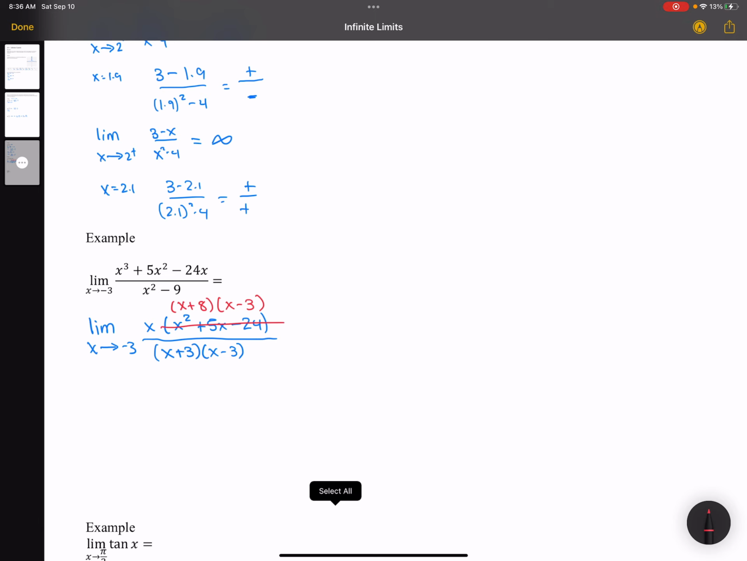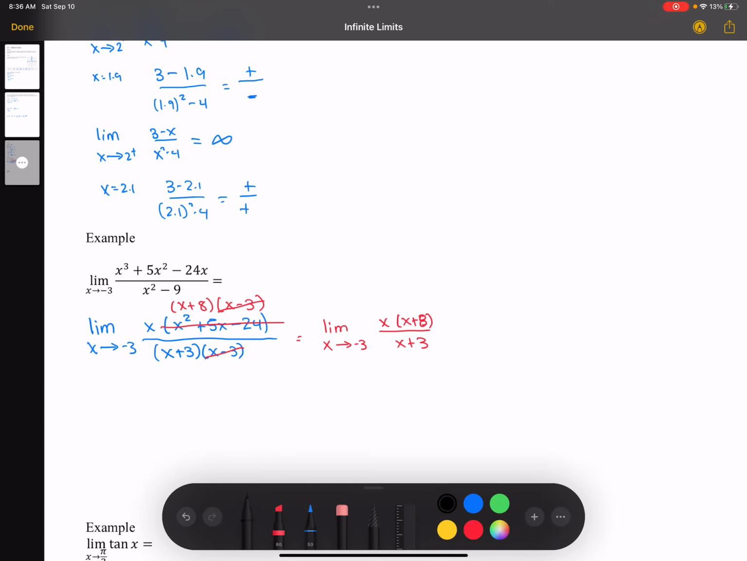And so we'll take this out. And what that allows us to do is cancel the x minus 3's. So we get the limit as x approaches -3 of just x times (x plus 8), divided by (x plus 3). So we clearly see that we have a vertical asymptote at -3. So our limit is going to be negative infinity, 0, or infinity. So we can just do some inspection.